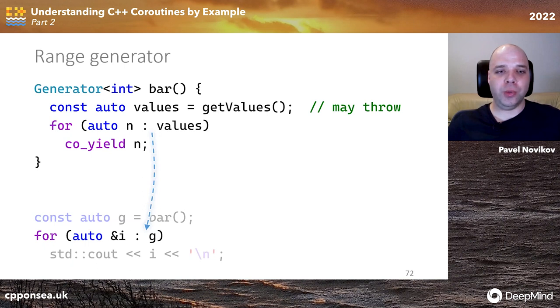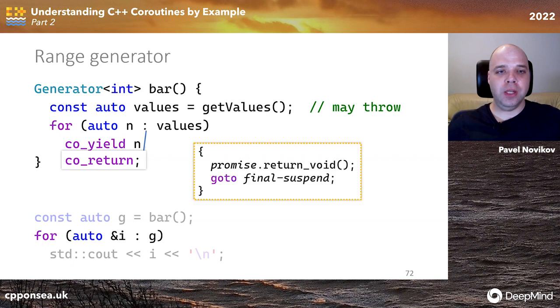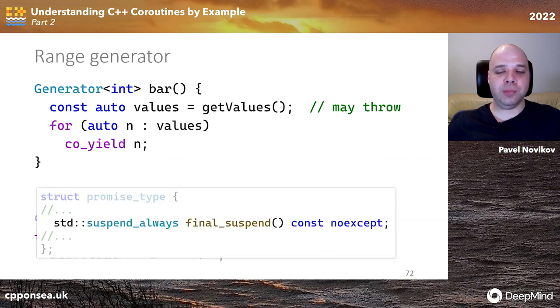In the outside code, we continue to iterate back and forth, until we run out of values. In which case, we exit the for loop. We execute the implicit coroutine statement, in which case return_void is called. We go to final suspend.